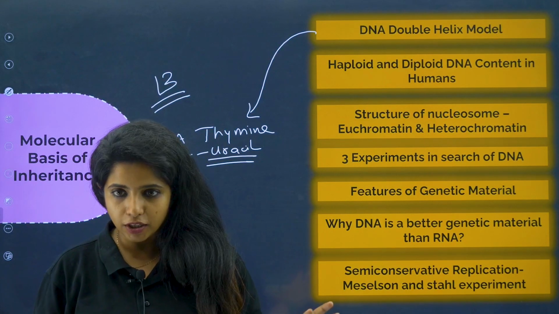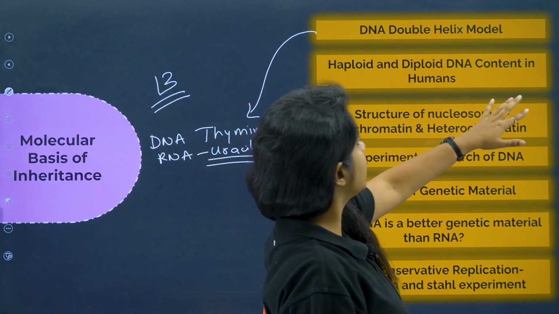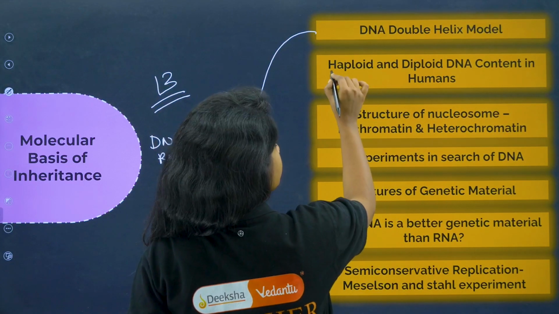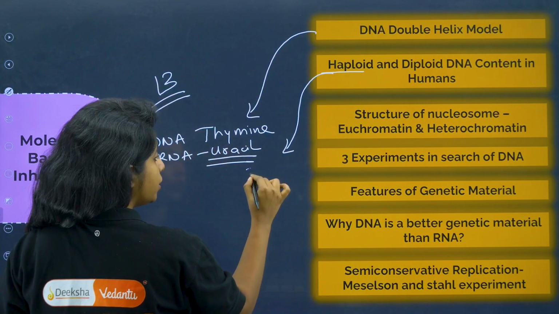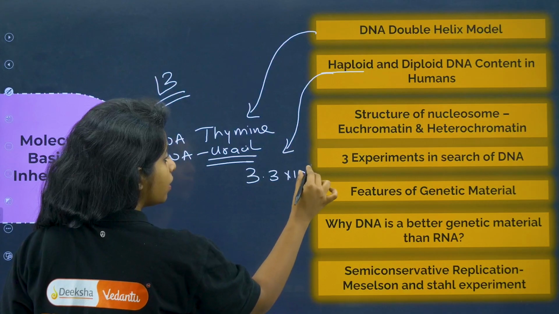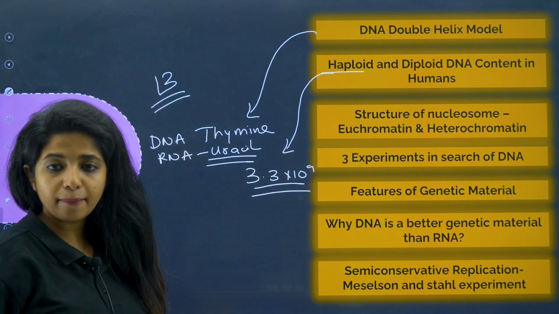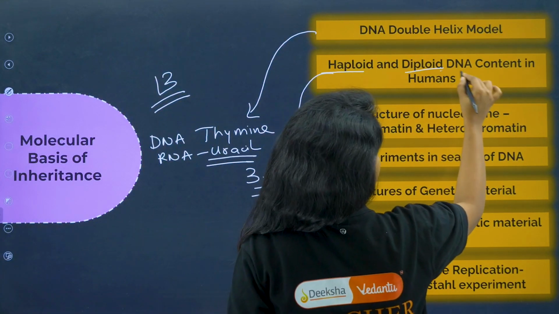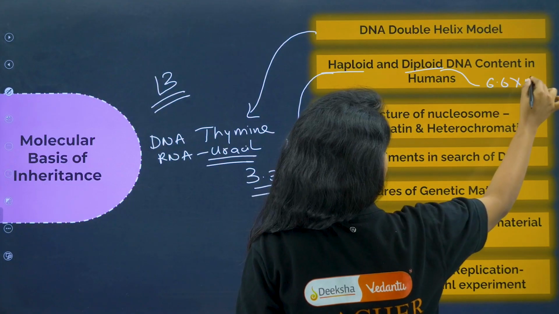So that is all important. Okay, now haploid and diploid DNA content in humans, again really important. What is the haploid content, my dear children? It is 3.3 into 10 to the power 9. Okay, this is the haploid content. What is the diploid content? Diploid content is 6.6 into 10 to the power 9.